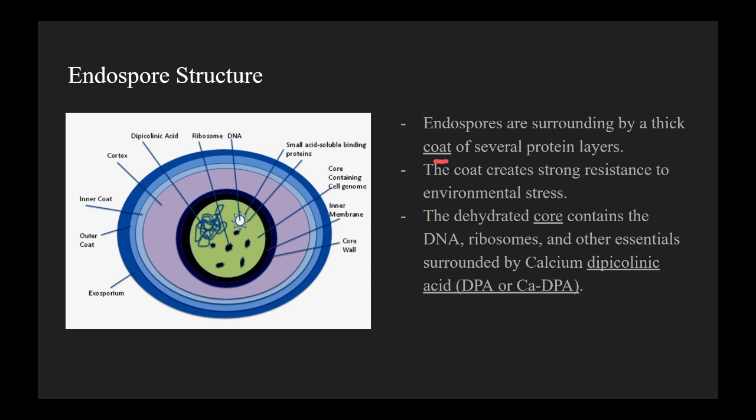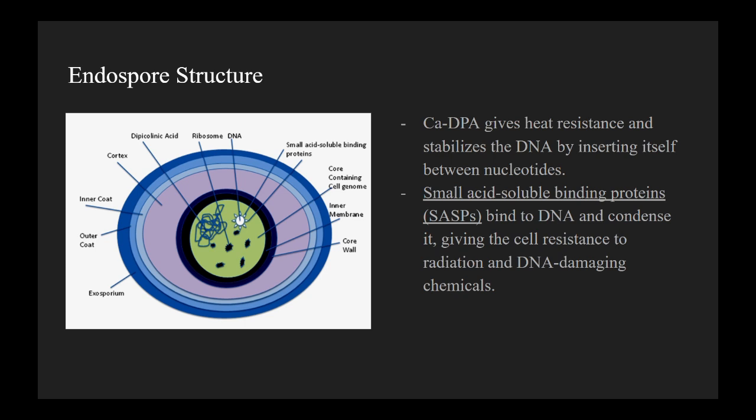So it has all the DNA, its genome, and some ribosomes so that it can make some proteins that it needs. It has some other essential components as well, maybe some lipids, and the building blocks like nucleic acids, amino acids, etc. And this is essentially suspended, and surrounded by what we call calcium dipicolinic acid, or DPA, CaDPA, either one. This acid gives the cell a lot of heat resistance, because most of this core here is actually floating around in DPA.